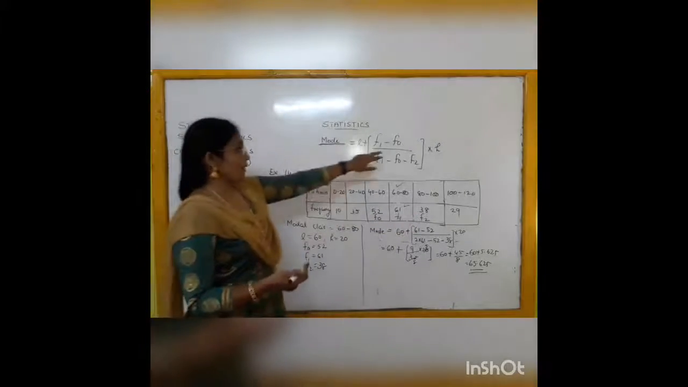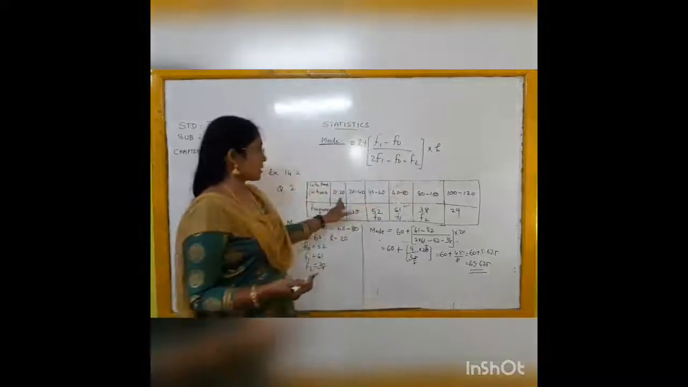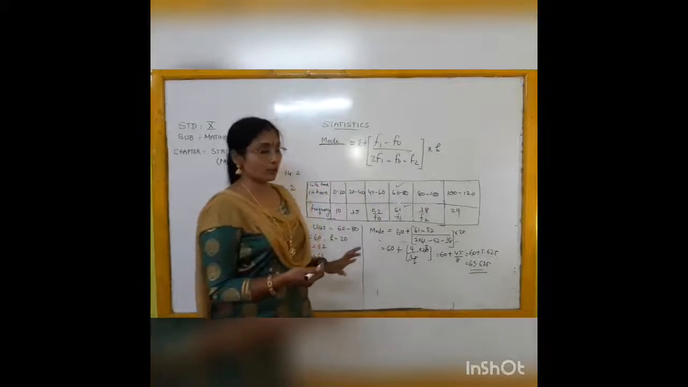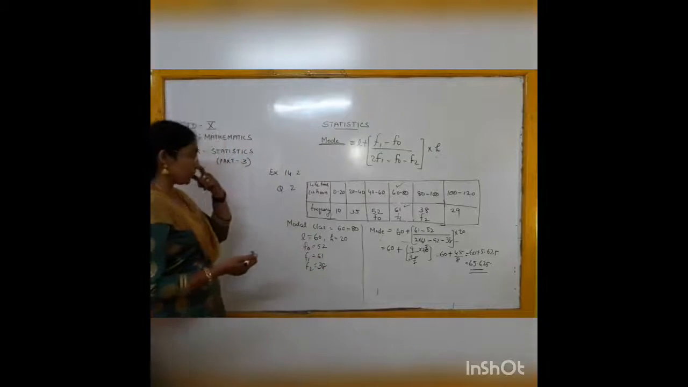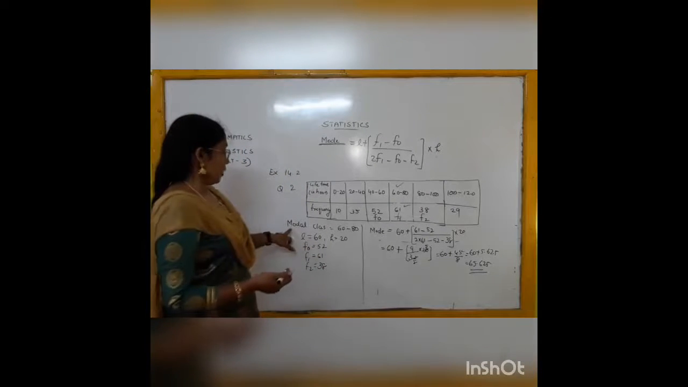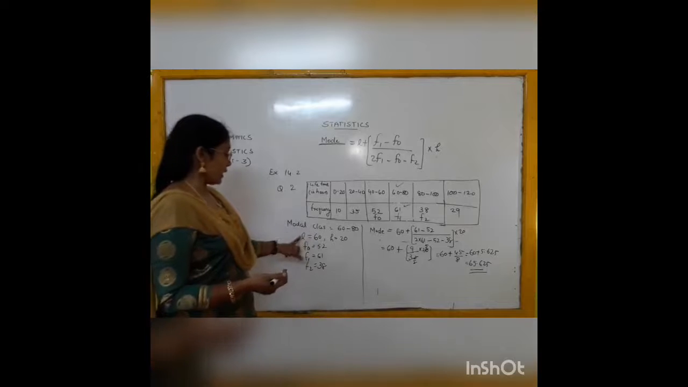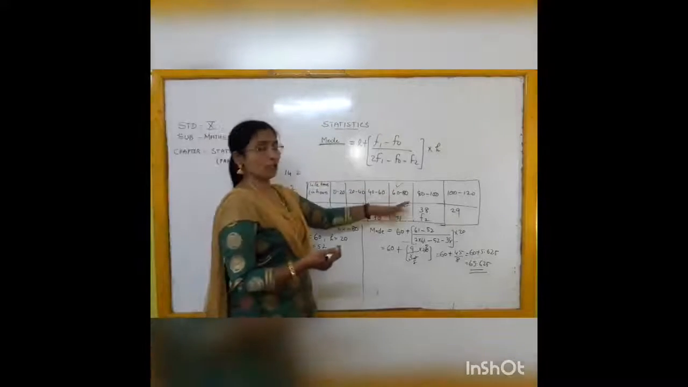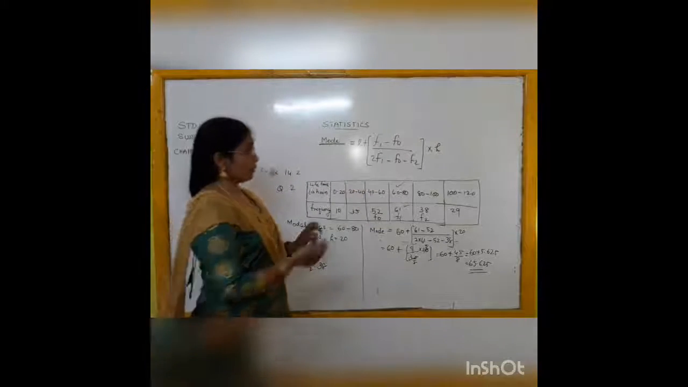Now one more term you need, which is h. Here all class sizes are the same. How much is that? 20. 20 is the class size of this frequency distribution table. Now you got all the values: modal class, L, h, F0, F1, F2. Now you just have to substitute all these values in this formula.